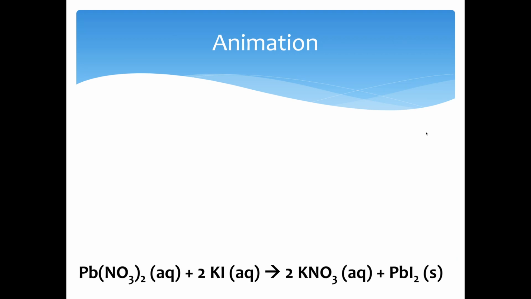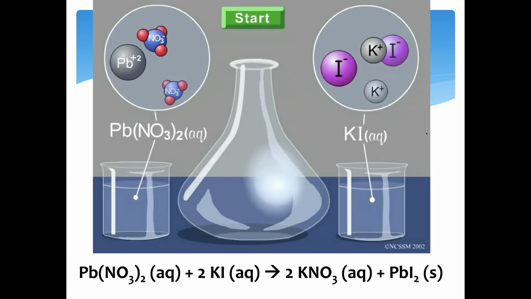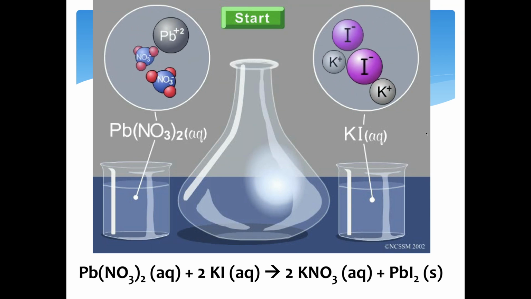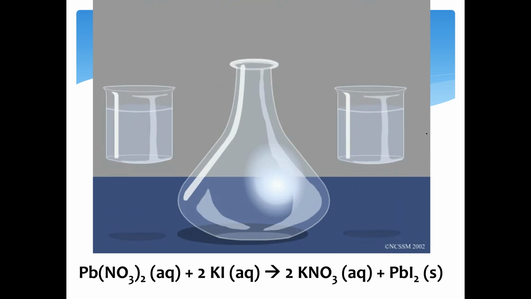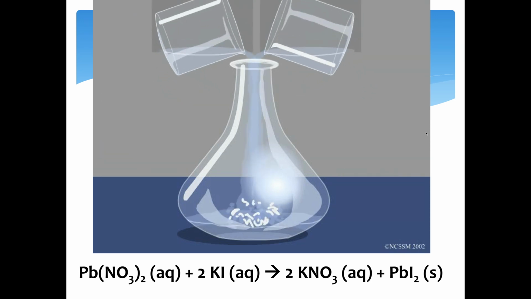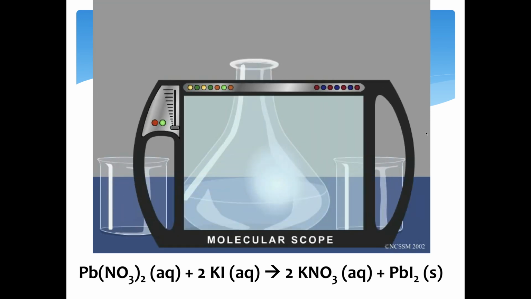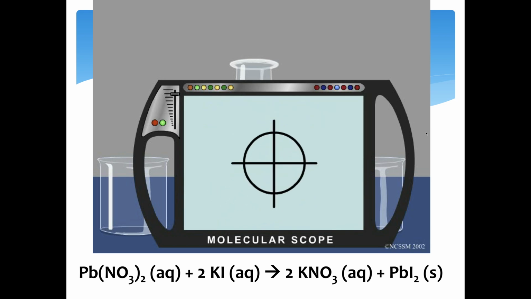Here's an animation to show you how this works. We're going to react lead nitrate and potassium iodide to form potassium nitrate and lead iodide. You'll notice that the ions are freely moving around. The bonds have been broken. And if we pour the two solutions together to combine them, and then we zoom in really closely to see what's going on, let's find a place to zoom in here. There we go. And let's zoom in.